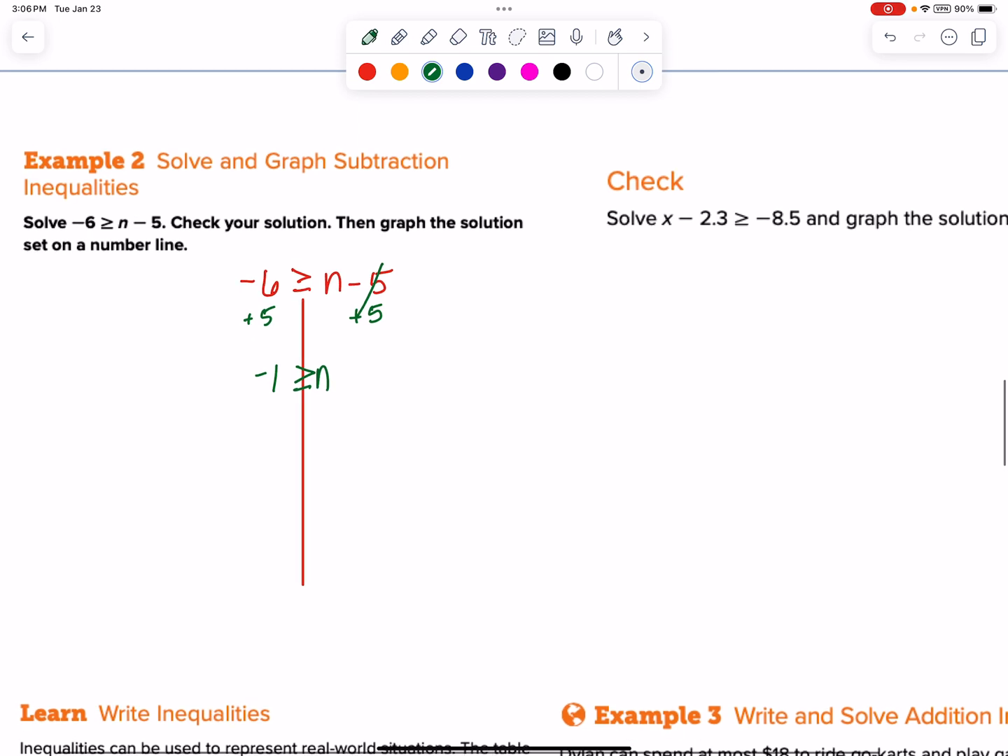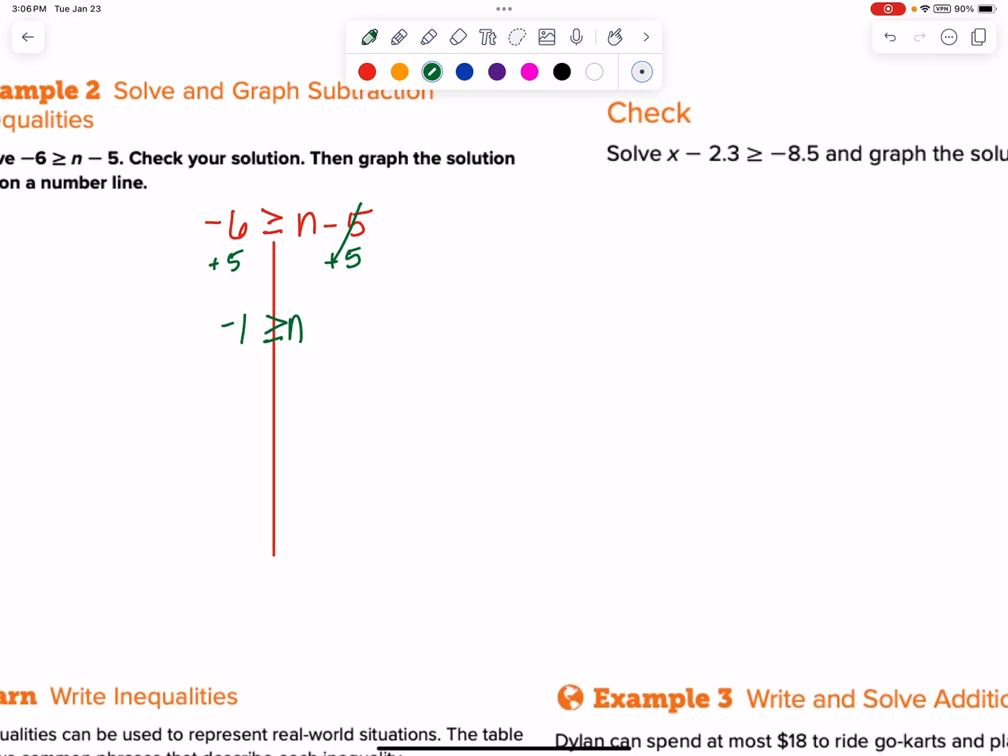Okay, let's go ahead and graph it. Remember the steps for graphing. Step 1, draw a line. Step 2, make 3 tick marks: 1, 2, 3. Step 3, write the target number. The target number is -1. Make one number bigger, which is 0. One number smaller, which is -2.